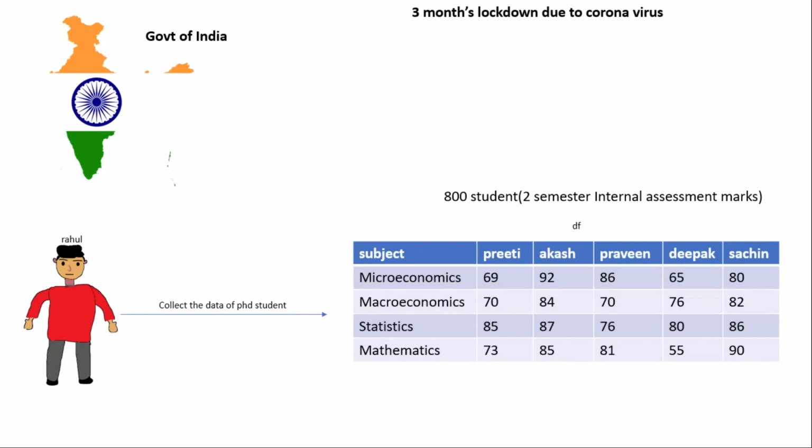And you know, due to the coronavirus, there was a 3 month lockdown in India. So the government of India took a decision that a student whose average score is more than 85% is exempted from the exam. What does it mean? A student whose average marks are greater than 85% goes directly to the third semester. He does not give the exam, right? I hope you understand what decision the government of India made.